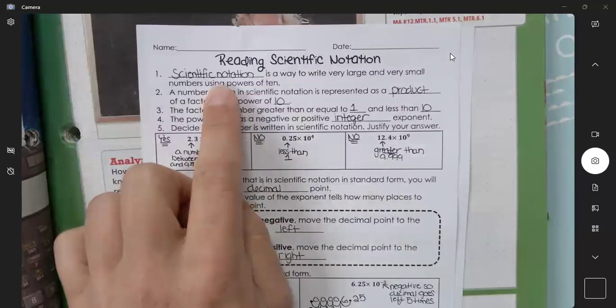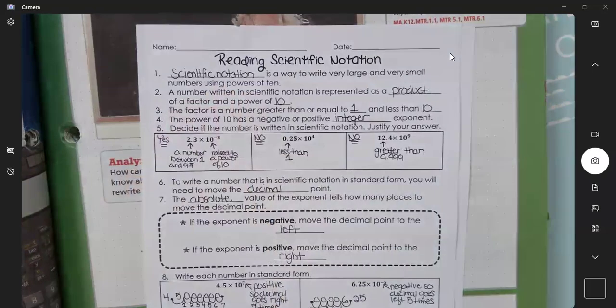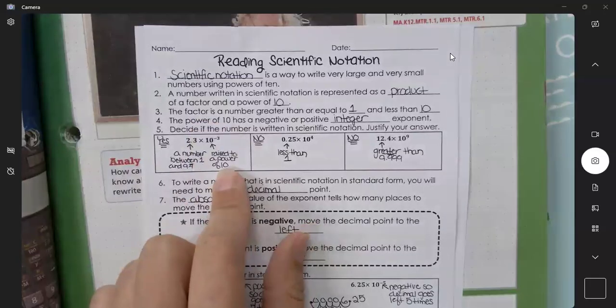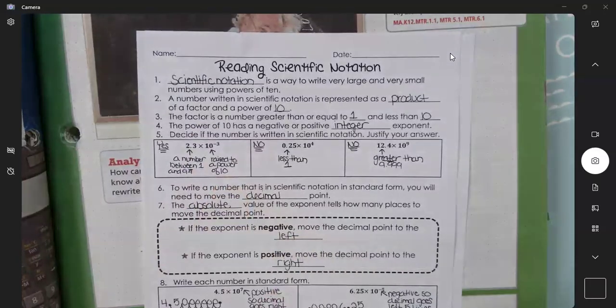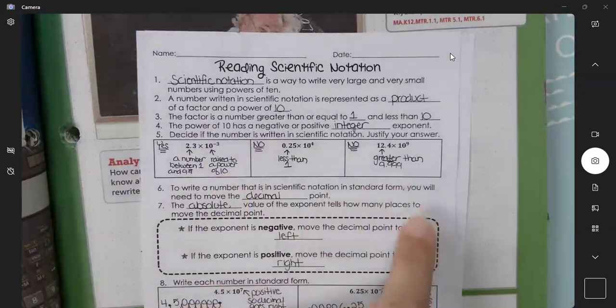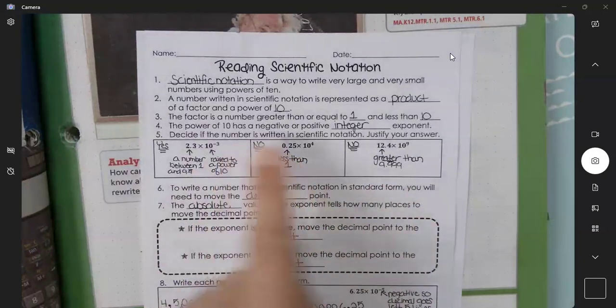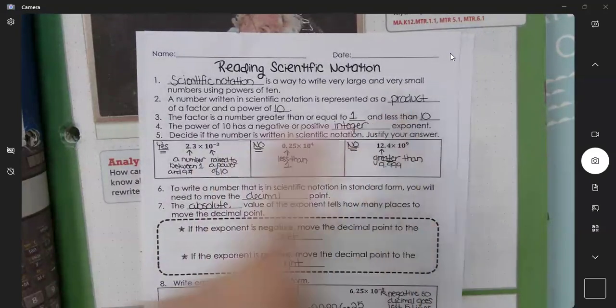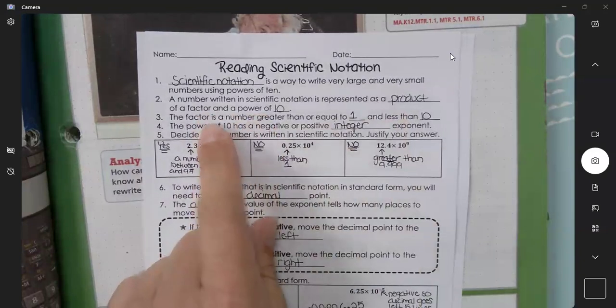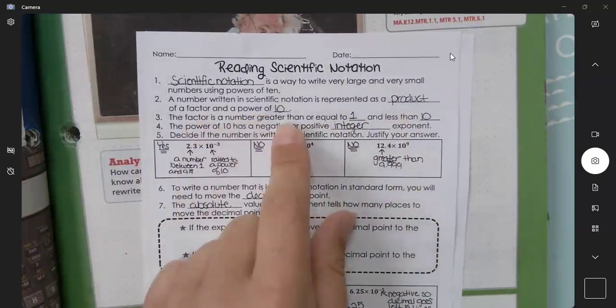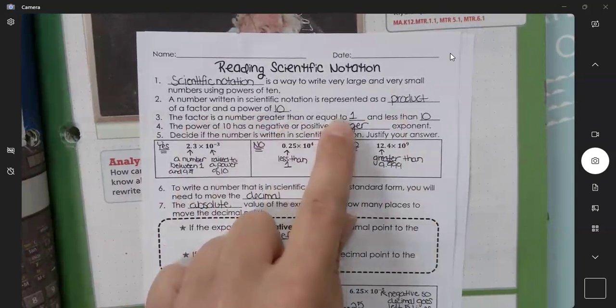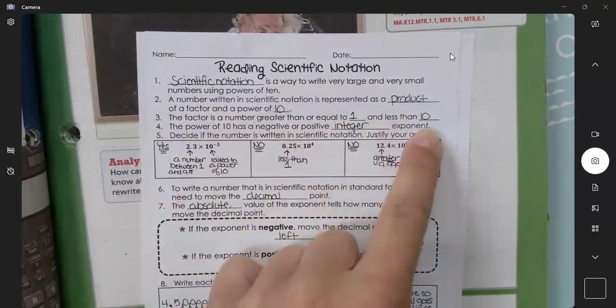A couple of things that I want to point out to you. I already spoke about why we use scientific notation, so I'm not going to go over that. I just want to point out a couple of important things when it comes to scientific notation. I told you yesterday it's a product of a factor and a power of 10. So the factor has to be a number that is greater than or equal to 1, but less than 10.